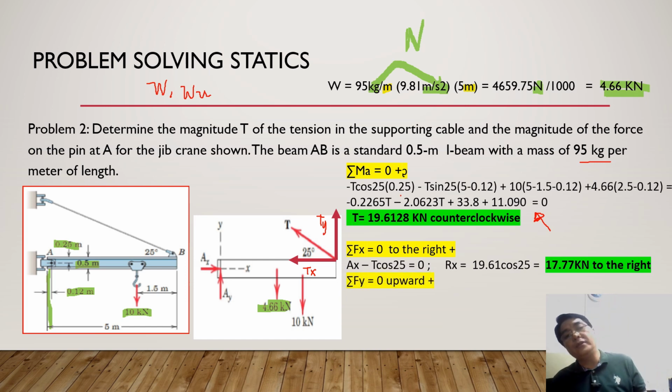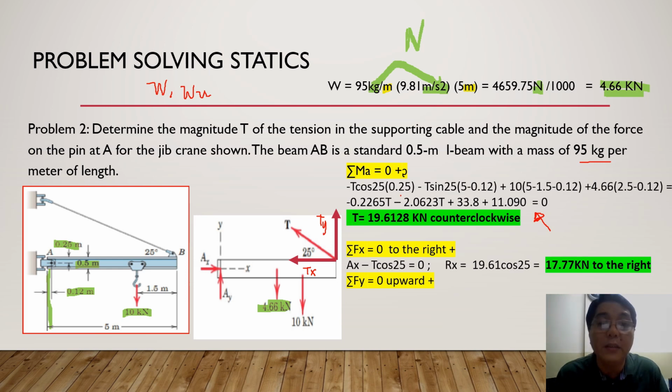So summation of forces at vertical is equal to 0, upward to be positive. What are the forces acting upward? So ang mga puwersang pataas, A sub Y, we assume that that is upward, and T sub Y. T sub Y, automatic upward yan. Ang assumption lang natin dito, this is upward. And kalaban nila C10 at saka C4.6.